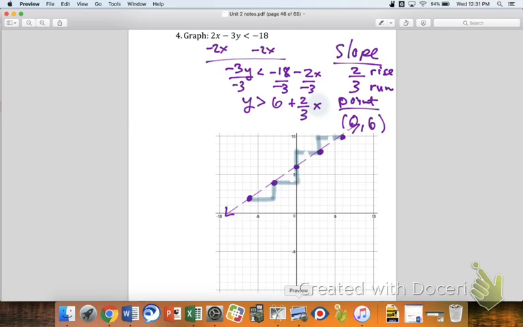Now we've got to decide where we're going to shade. Did you guys test 0, 0? That makes sense. Okay, so let's test that out. So I test 0, 0. I've got inputs for both x and y here, so it's going to be 2 times 0 minus 3 times 0 is less than negative 18. We end up with 0 is less than negative 18. So is that true? Is 0 smaller than negative 18? Yes. I say no, actually. Oh wait, negative, sorry, 18? Sorry, I was thinking positive 18. Yep. Okay, so that means that 0, 0, which is right here, is not part of my answer set.